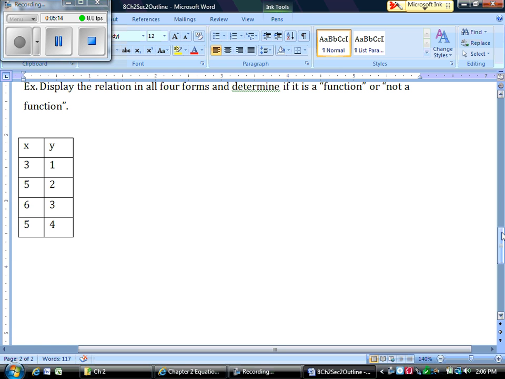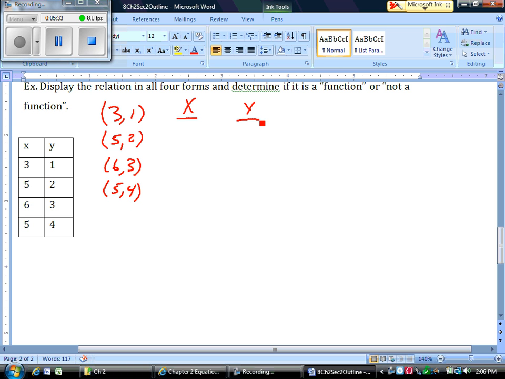So I have this table. Let's list the ordered pairs first. I have 3, 1. I have 5, 2. I have 6, 3. And I have 5, 4. Okay. Then I'm going to make a mapping.